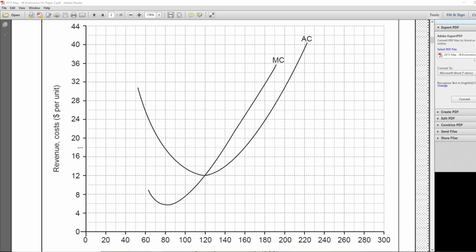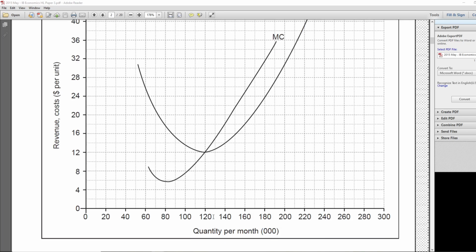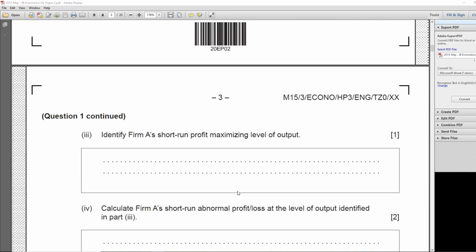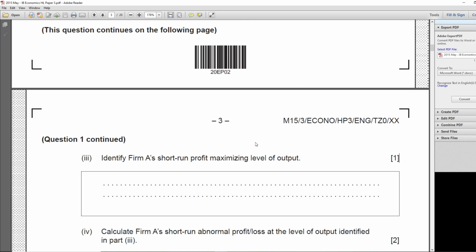140, yes. Because remember, we just drew a line here. That is your average revenue, and that is also your marginal revenue curve, right here. So you will see the intersection of MR and MC will be here, because there's a line. So we know the intersection point is 140. That is the output where we get profit maximization. So you will get 1 mark from that. I think I'm just going to stop from here.